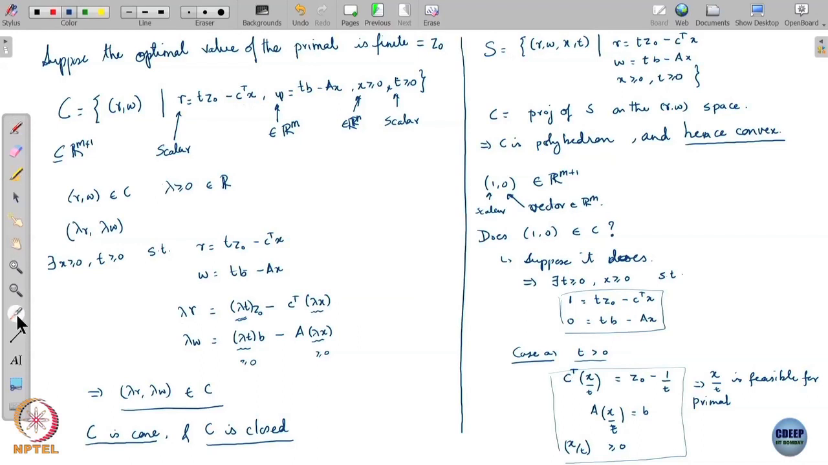And what was z naught here? We had said that z naught is the optimal value of the primal, right. So what this means is, if t is greater than 0, we have effectively constructed a point whose value is even better than the optimal value. That is a contradiction, right. So x by t is feasible for the primal and has objective value strictly less than z naught, which is a contradiction.